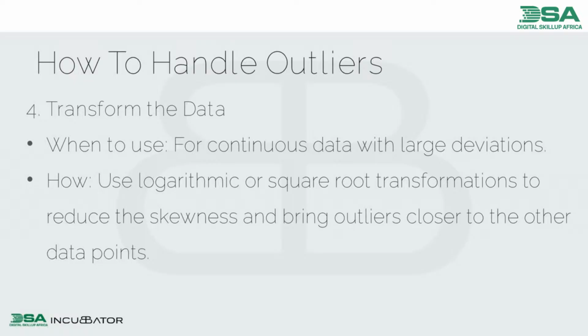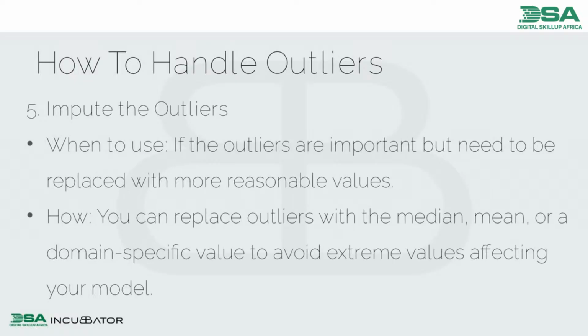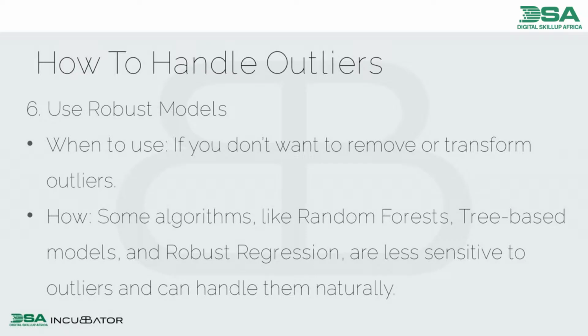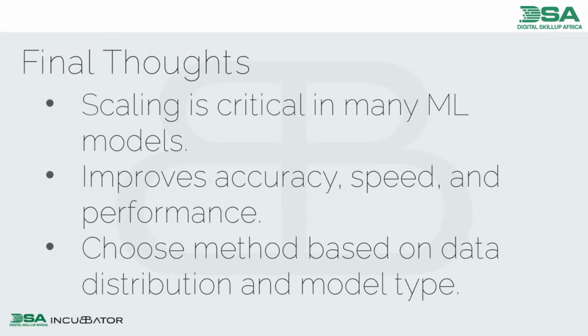So you can transform. When we get to deep learning, you'll be seeing things like data transformation. Then we can impute outliers also. If the outliers are important but need to be replaced with a more reasonable value, there you can use your median or mean. I remember Mr. Blessing teaching us using mean, median and standard deviation. Or you can just use a robust model, like random forest, a tree-based model, or a robust regression, which can handle them naturally.